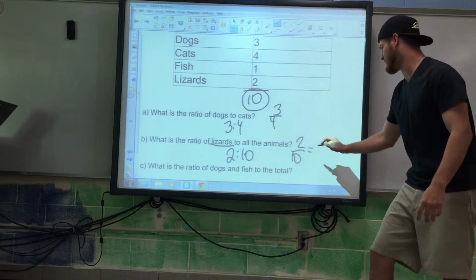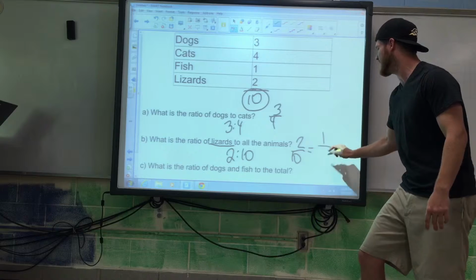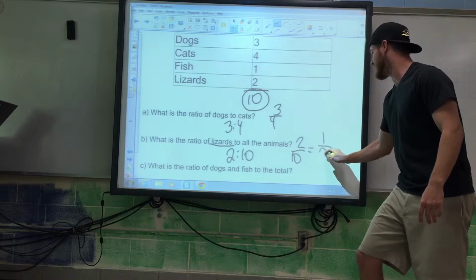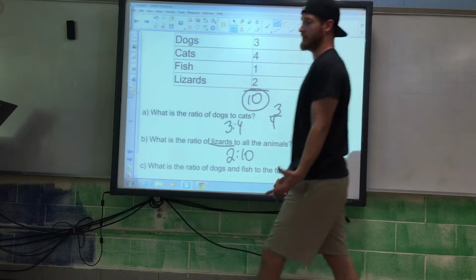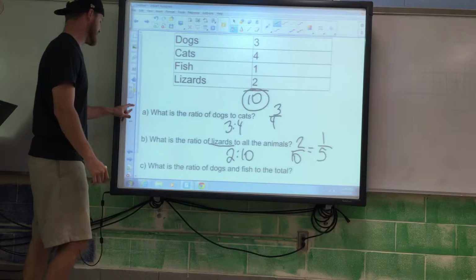You tell me 2, divide them both by 2. 2 divided by 2 is 1. 10 divided by 2 is 5. So that ratio would be 1 to 5 or 1 over 5.